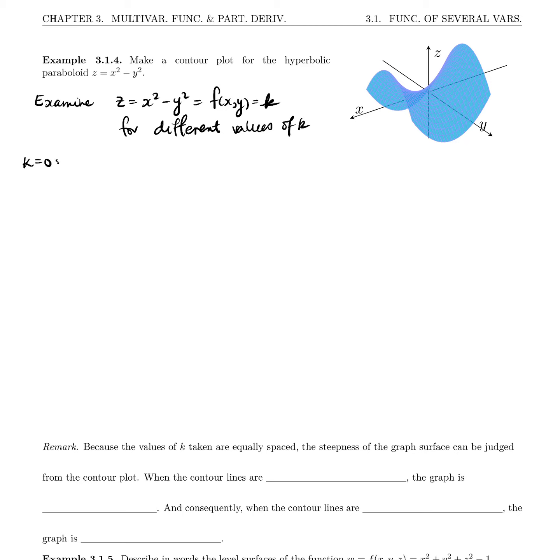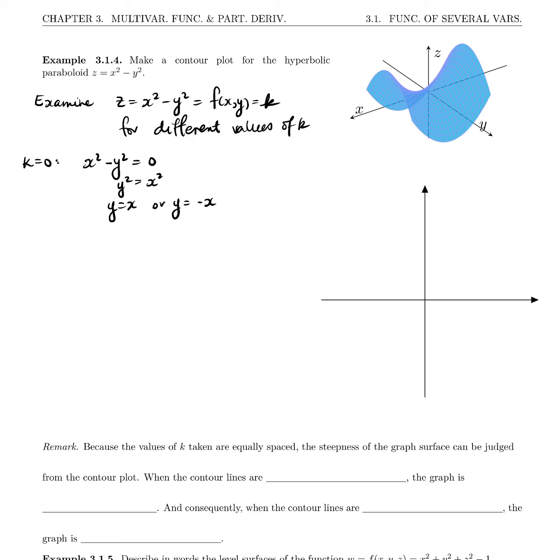So when k is equal to 0, we've got x squared minus y squared is equal to 0, which is saying that y squared is equal to x squared. And so there's two possibilities for that. Either y is equal to x or y is equal to minus x. So these are level curves. These are points on the surface that have the same z value, the same height, in this case a height of 0.